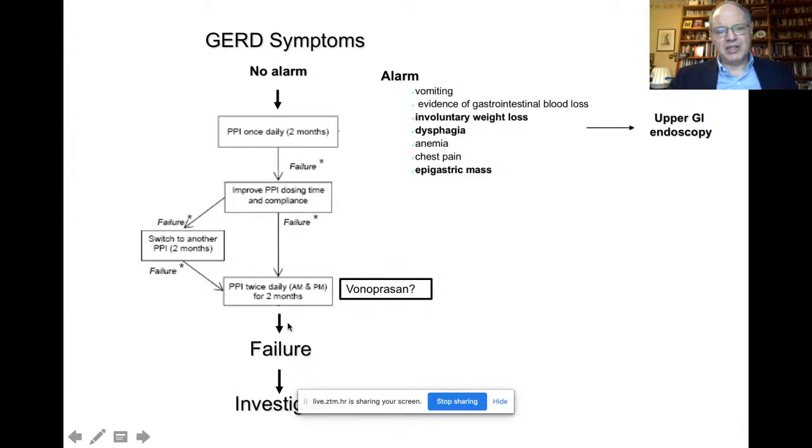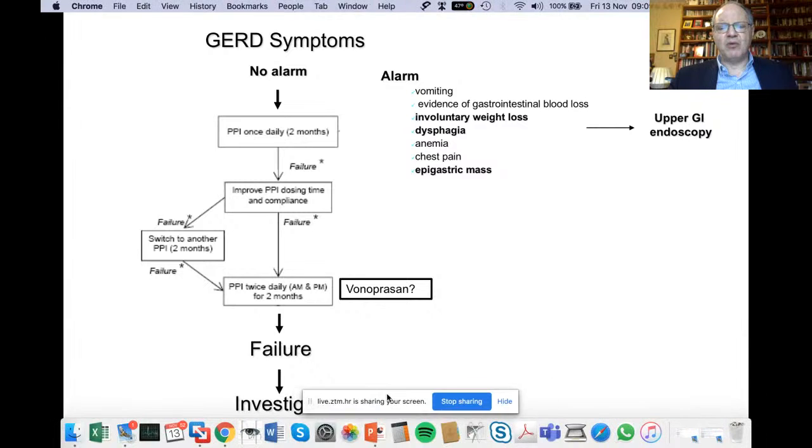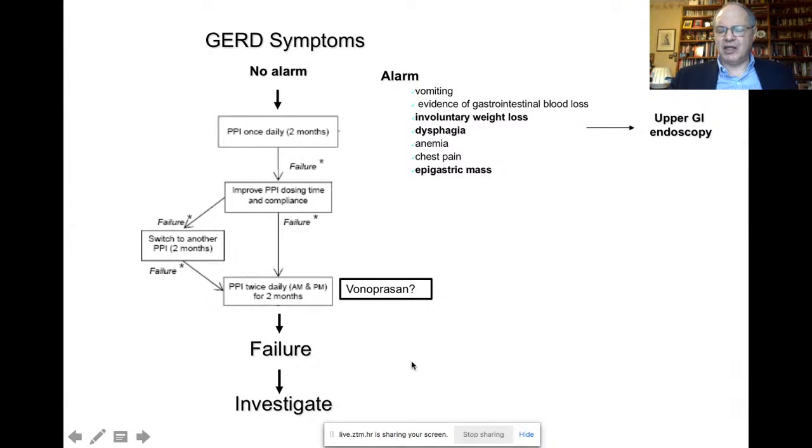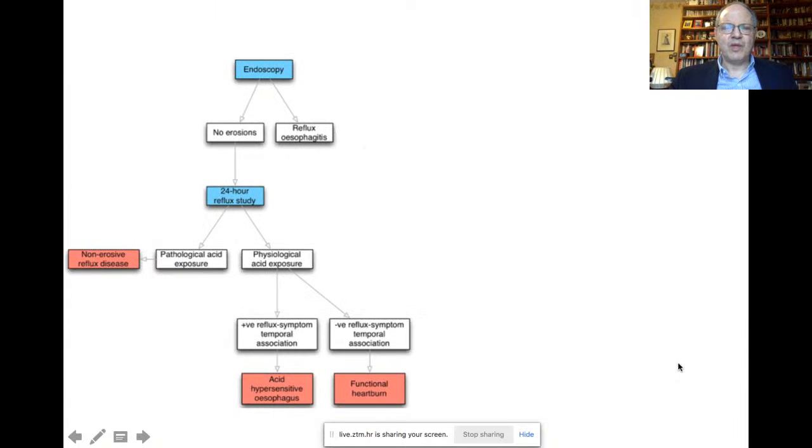If this medical empirical treatment fails, we need to investigate what is going on. And this is what my talk today is going to be about. Investigations are mainly based on endoscopy and reflux monitoring. Now, if the endoscopy shows esophagitis, there is not much to further investigate. The treatment of esophagitis is pretty well established.